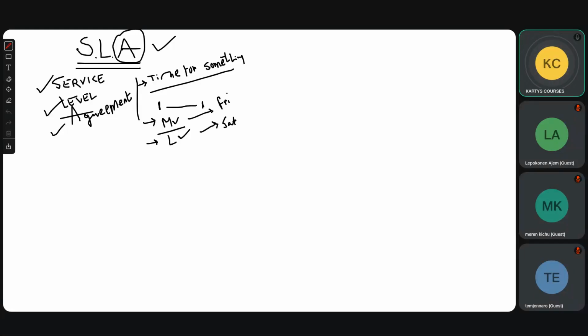Now, since Mirren said it's going to be Friday, no matter what, it has to be submitted by Friday. If it doesn't, what will happen? Mirren will get a penalty from the client. Penalty. Yes or no?